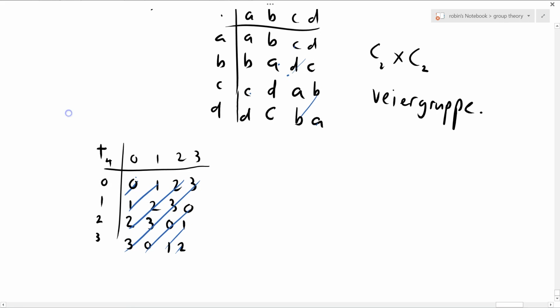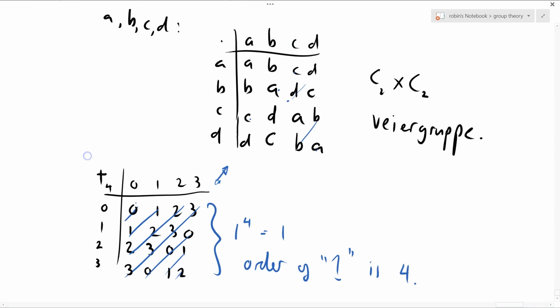There's also an interesting observation: in this group, 1 to the power 4 equals 1, so the order of 1 is 4, and there's no element here of order 4. So they're not isomorphic, they're not the same group. So there are two distinct groups of order 4. Okay, I'm going to stop there.